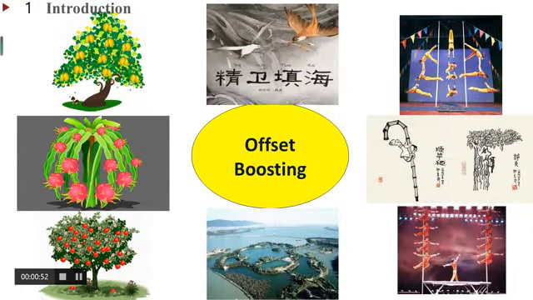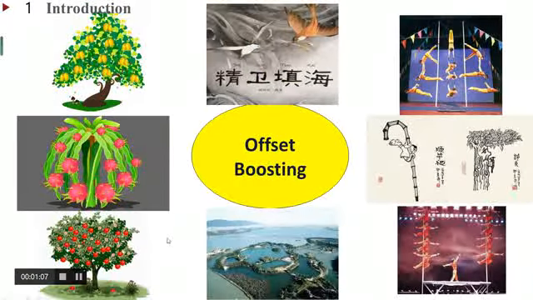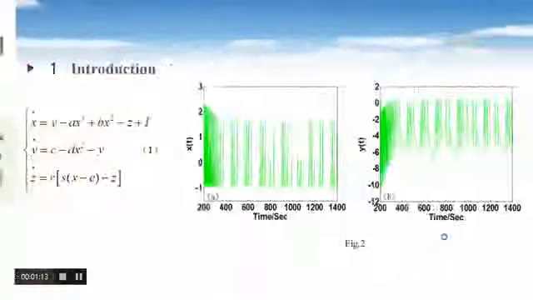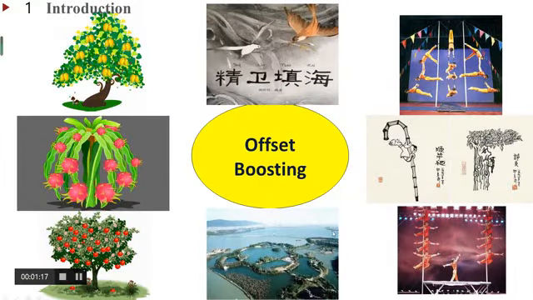What is offset boosting? Offset boosting means a shift in the phase space with a given dimension. Here, like a napper at different positions, or like a person on the left or on the right.